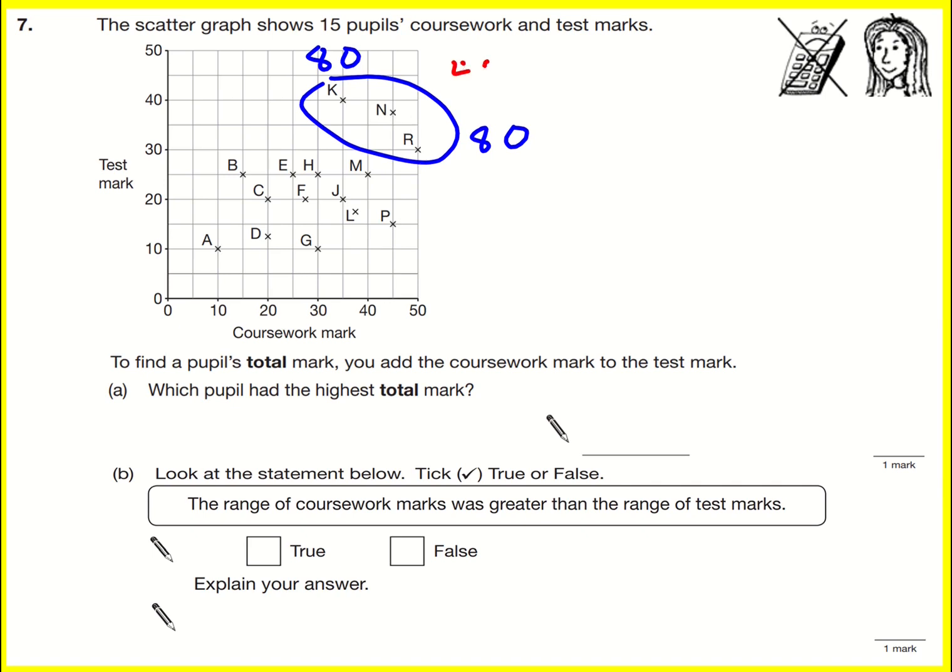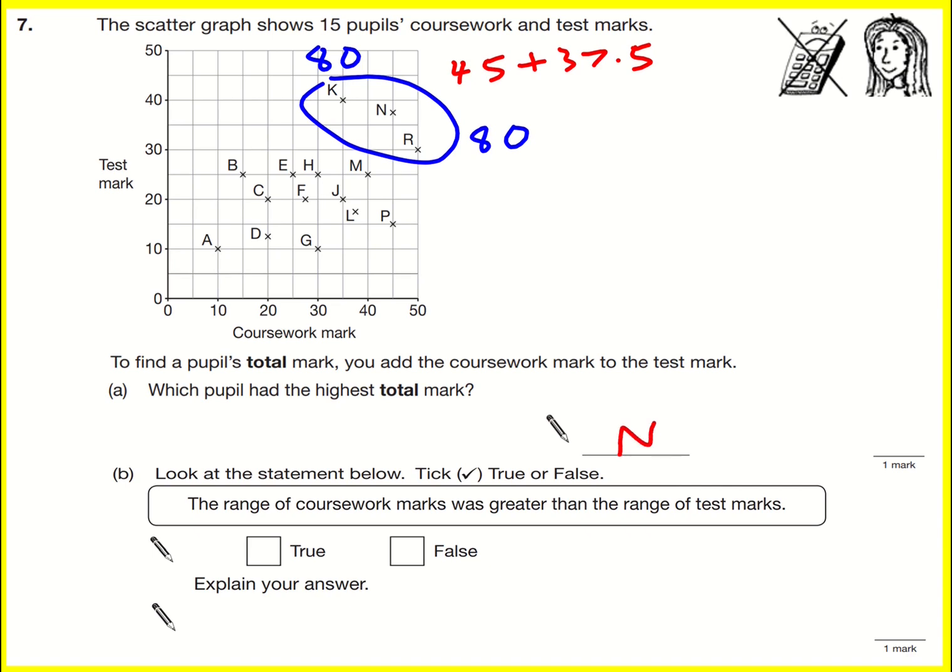45. Hold on, this one's a bit trickier. But I think it's going to be enough. We can see that it's going to be the highest. It's going to be 45 plus 37.5 by the looks of it, which is definitely going to be bigger than 80. So it's going to be N.